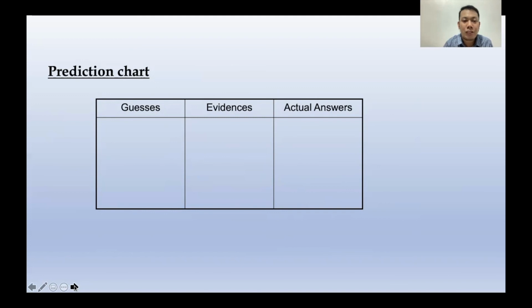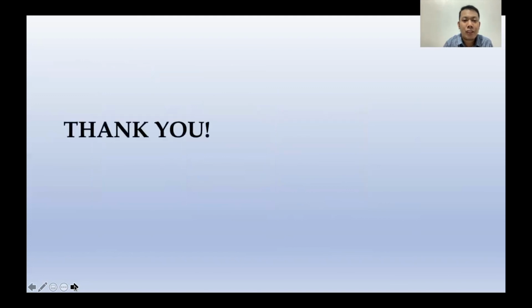Okay, so that's it for the approaches and strategies for learner-centered teaching. Of course, there are a lot of approaches and strategies that you can use, which may not be included in the presentation, right?